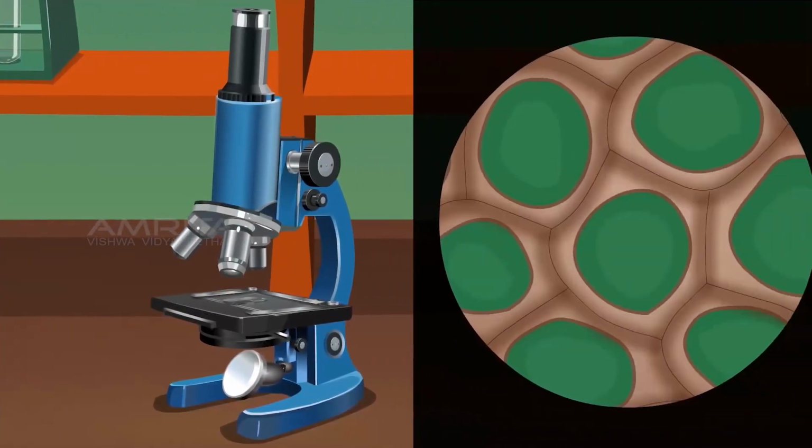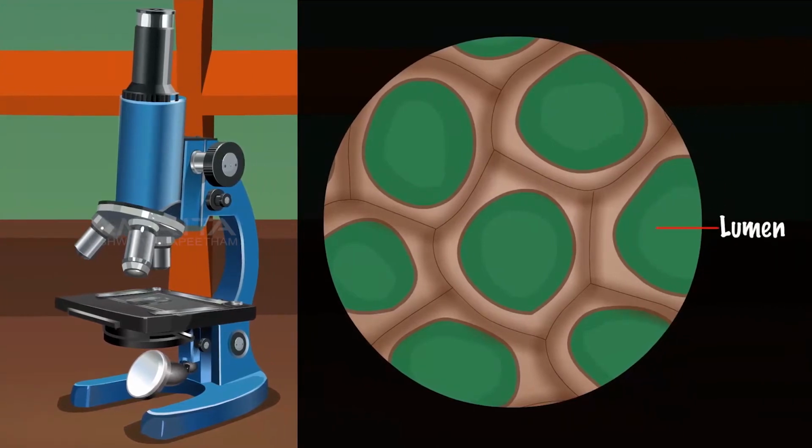Observations: sclerenchyma tissue consists of thick-walled dead cells. These cells are long, narrow, and have hard and extremely thick secondary walls due to uniform distribution of lignin. There are no intercellular spaces between the cells in the sclerenchyma tissue.